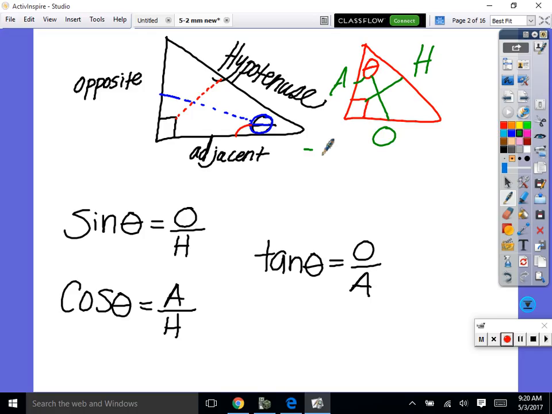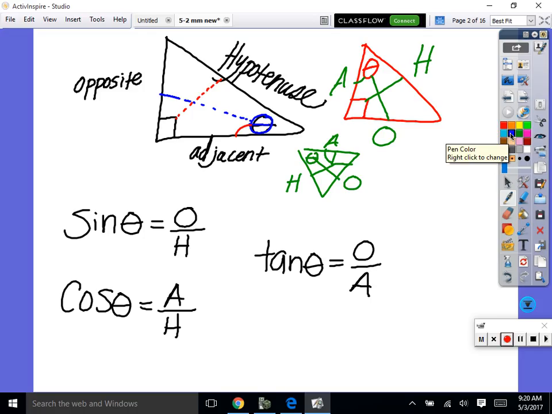Let me draw another right triangle. I'm going to put theta there. What would this side be? Opposite. What would this side be? Hypotenuse and adjacent. Okay, if you can do that, that's the hardest part, is getting that part. We're going to get to harder stuff later, but we're going to start out with the very basics today.